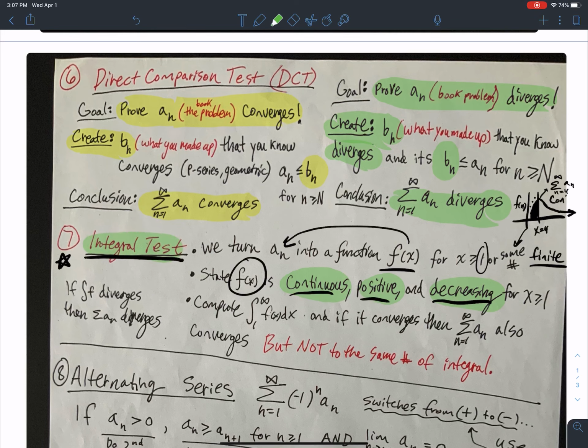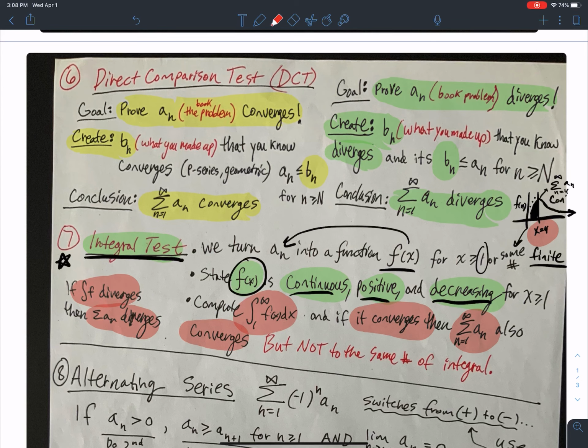And if I can show that to be true for f of x, then what can I say? Well, if I compute the improper integral from 1 to infinity, or 4 to infinity like our example here, whatever we start at, some finite number out to infinity, and that thing converges, then what do I know? The series from 1 to infinity also converges. And the same, if the integral diverges, then the infinite series diverges.